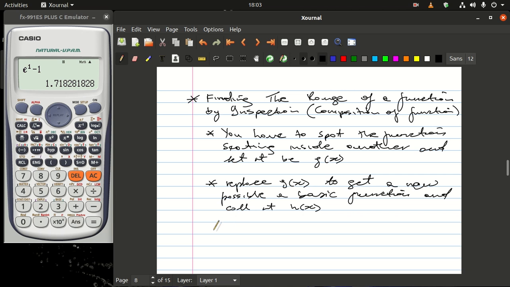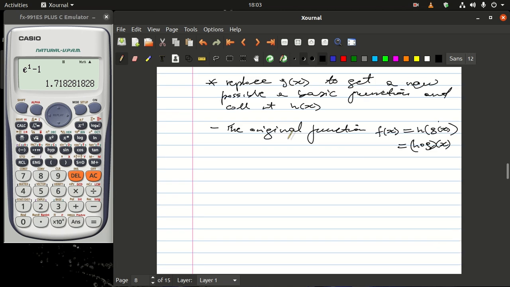Now, what will happen here is this. The original function f of x is going to be equal to h of g of x. That's the original function, which is actually the composite of h and g of x. So that's what is important.